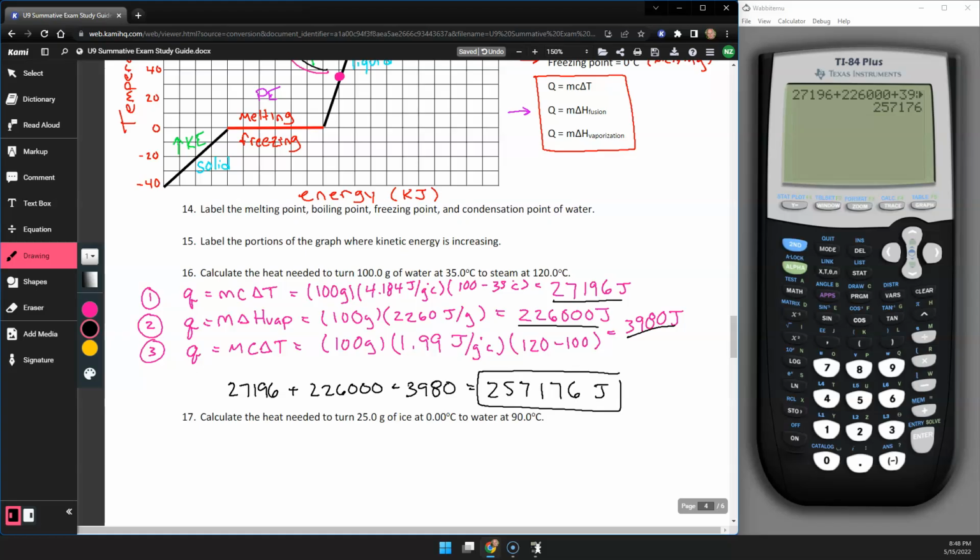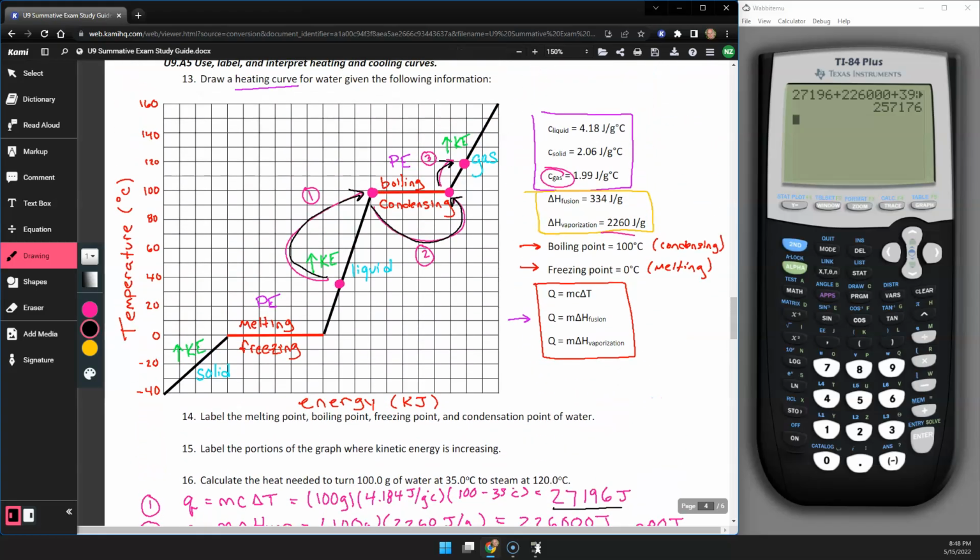One more. So let me clean up my graph here because we're going to do the same thing. We're going to label first. Okay, so let me just kind of clean this up.